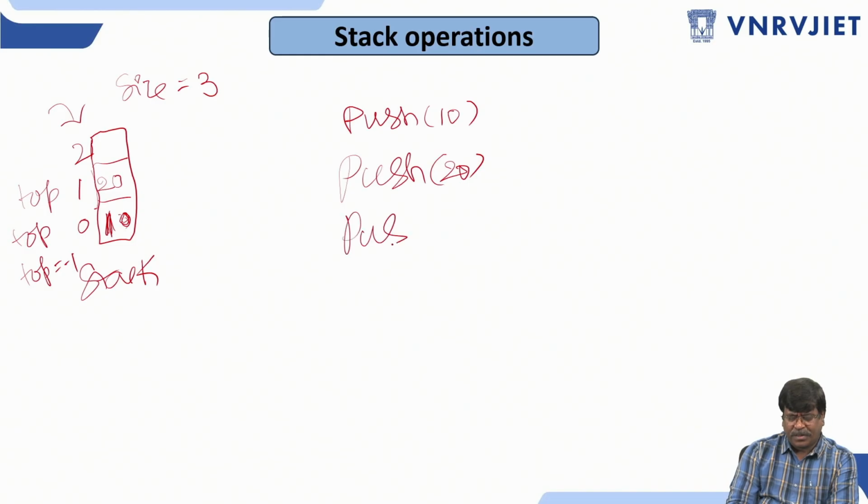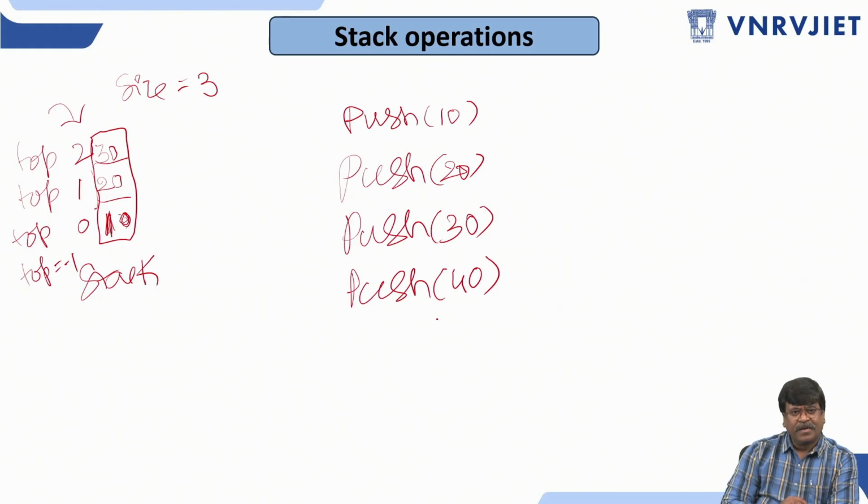Again I am pushing some data, 30. So again top will be incremented. Yes, top becomes 2 now, and it is not full, and we have some space here, so I am able to push the next element into the stack, 30. Now I am pushing some more data, push 40. So top will be incremented and top value becomes 3.